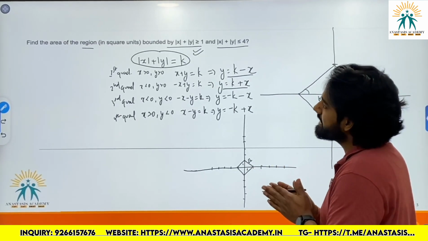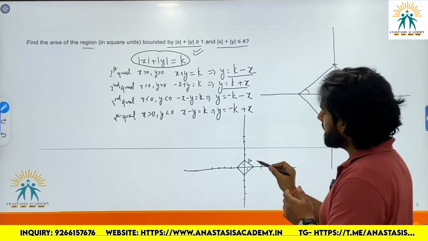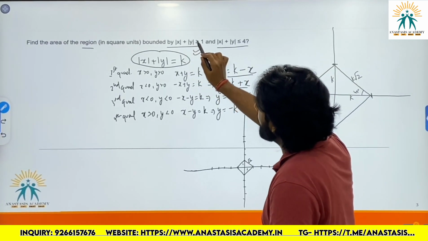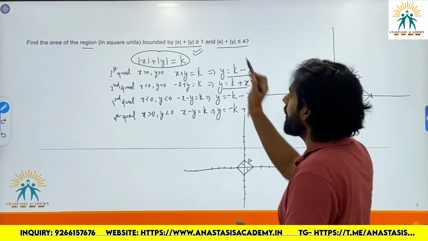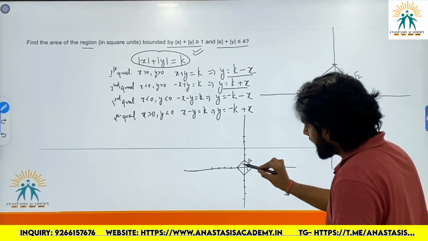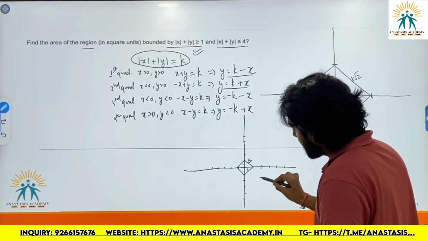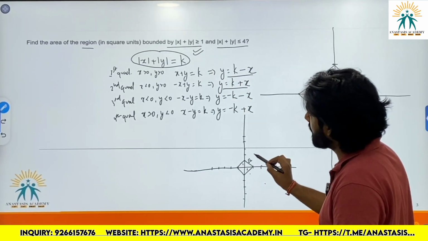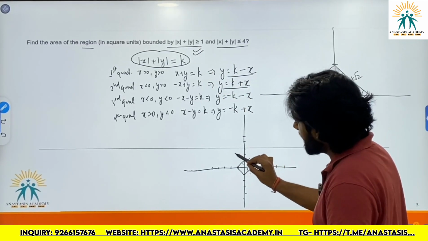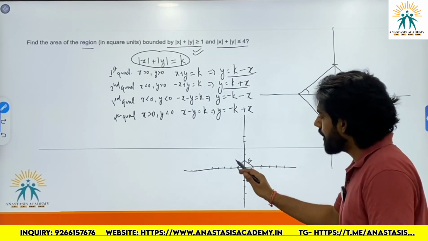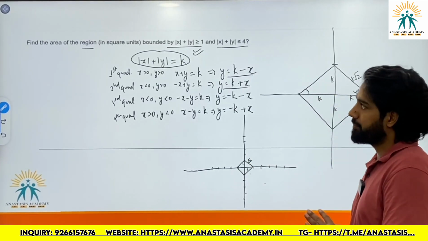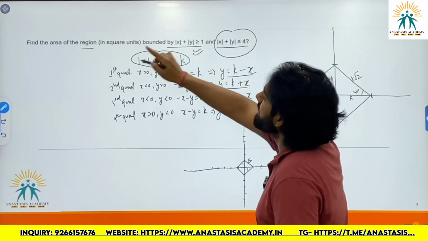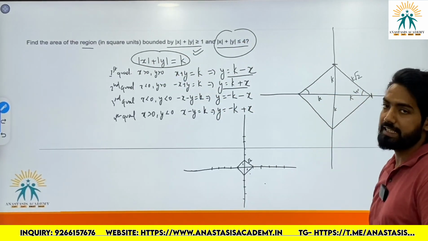And the region represented by this inequality, mod x plus mod y greater than or equal to 1, would be the region outside of this square. This whole region is governed by the inequality mod x plus mod y greater than or equal to 1. So the area outside this square would be my area, but it is asking to find the area bounded by these curves.